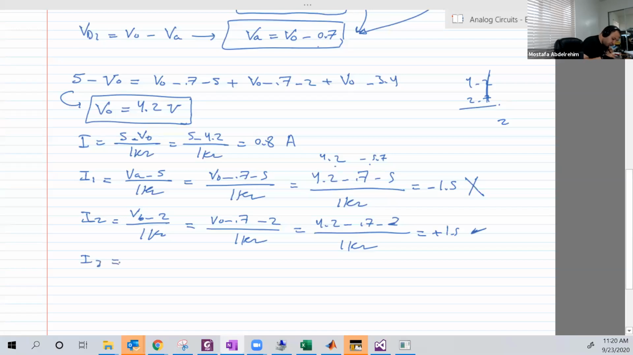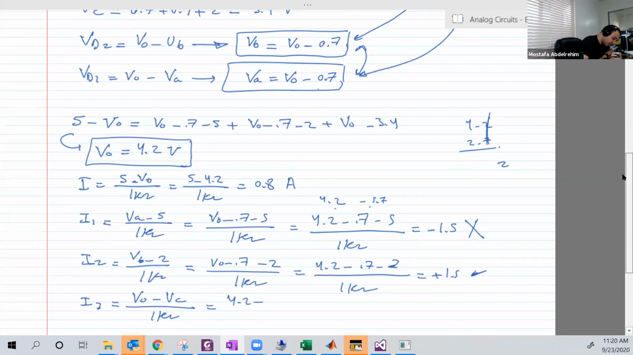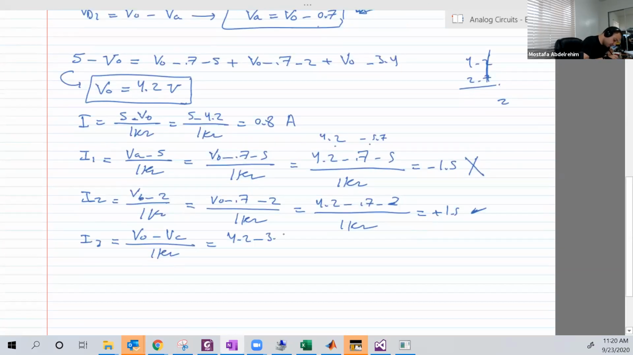Now I3 is equal to VO minus VC over 1 kilo ohm again. VO is 4.2. VC is what? VC is 3.4, over 1 kilo ohms. This is positive. That's good news. Okay, 4 minus 3 is 1. Yeah, it's 0.8 amps, which is positive again.